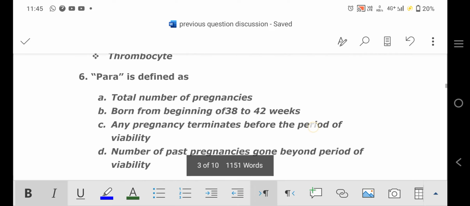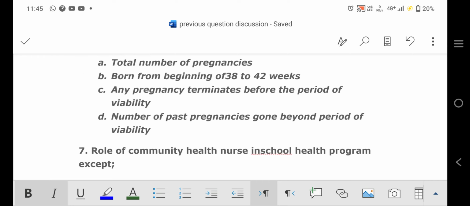Next question, the term para is defined as. Options, A, total number of pregnancies. Option B, born from 38 to 42 weeks. Option C, any pregnancy terminated before the period of viability. And option D, number of past pregnancies gone beyond the period of viability. Answer is option D, number of past pregnancies gone beyond the period of viability.